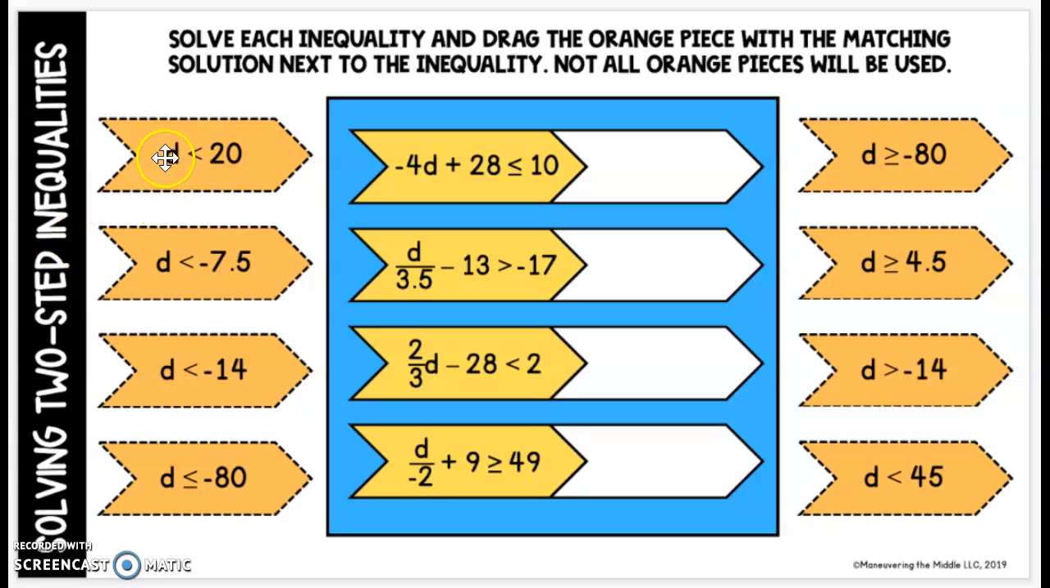For slide number 11, you're going to solve each inequality and drag the orange piece with the matching solution next to the inequality. Not all orange pieces will be used. There are 4 spots here. You have 8 orange pieces. So you're going to solve this, and drag whichever one matches into this white spot. It doesn't need to be placed exactly, but get it to this spot so I know it goes with that inequality. Shouldn't take you too long.